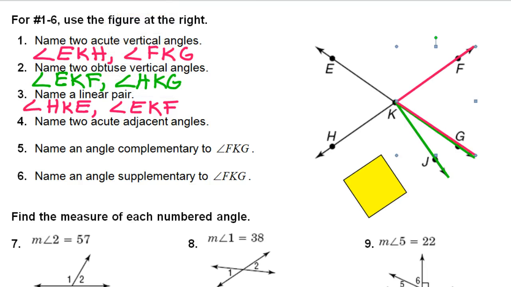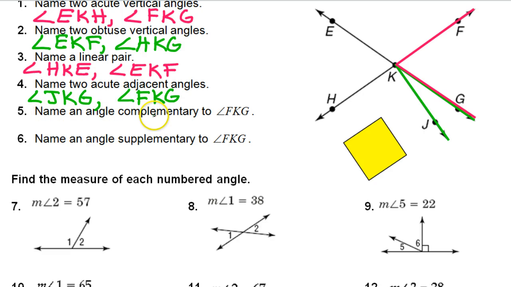Okay, that's better. So these two angles are acute and adjacent. They're less than 90 degrees and they're touching. So let's name them. JKG and angle FKG. Okay. Excellent.